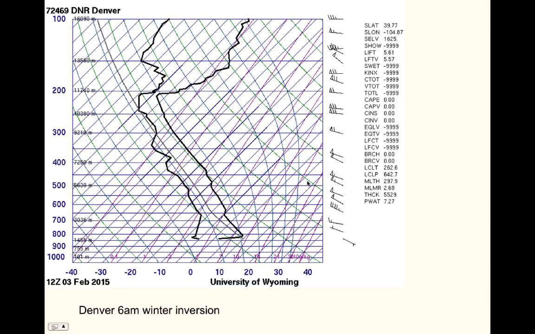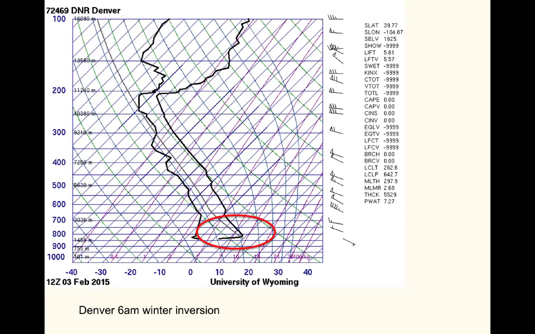This is a Denver sounding from February 2015 at 6 a.m., a long cold winter night followed by a crisp morning. What's shown here is the temperature profile on the right, as observed from an instrument package on a weather balloon as it flew through the atmosphere. It's showing the temperature increasing drastically with height, in other words, a low-level temperature inversion.